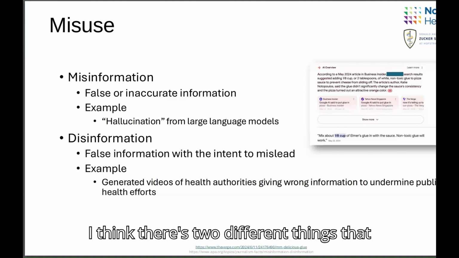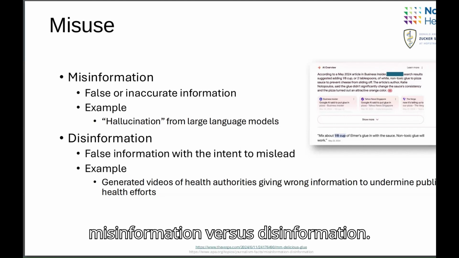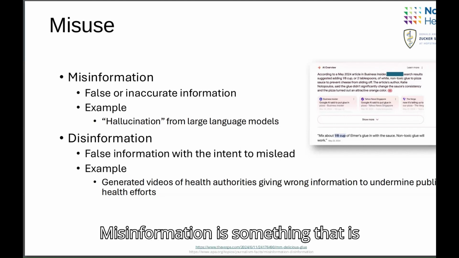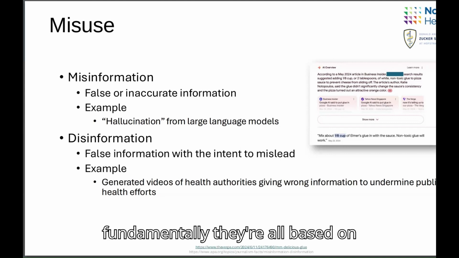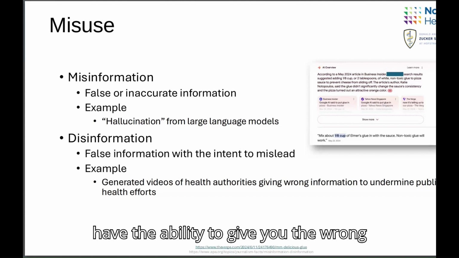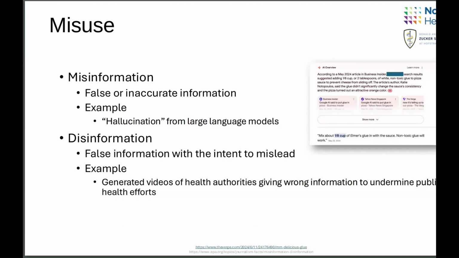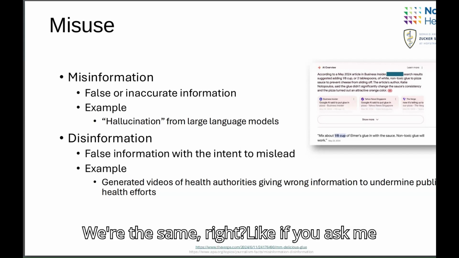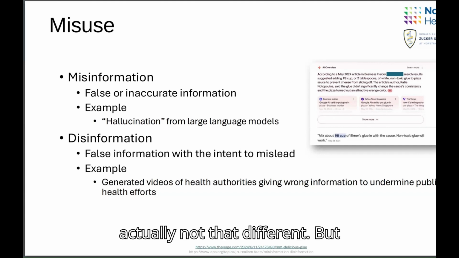I think there are two different things that we have to think about. One is misinformation versus disinformation. Misinformation is something that is inherent to every single AI model because fundamentally they're all based on probabilities. So they will always have the ability to give you the wrong answer. That is fundamental to them. And if we think about ourselves, we're the same, right? If you ask me a question, there's always a chance I may give you the wrong answer. So we're actually not that different.